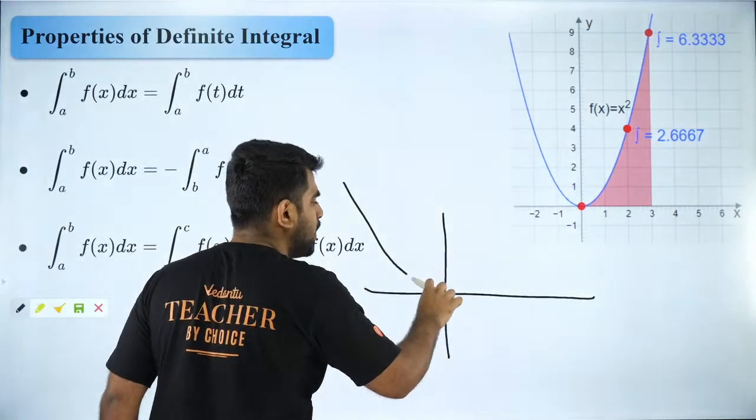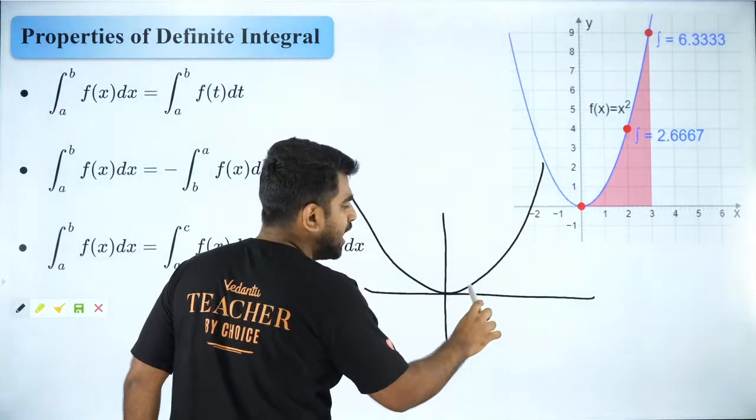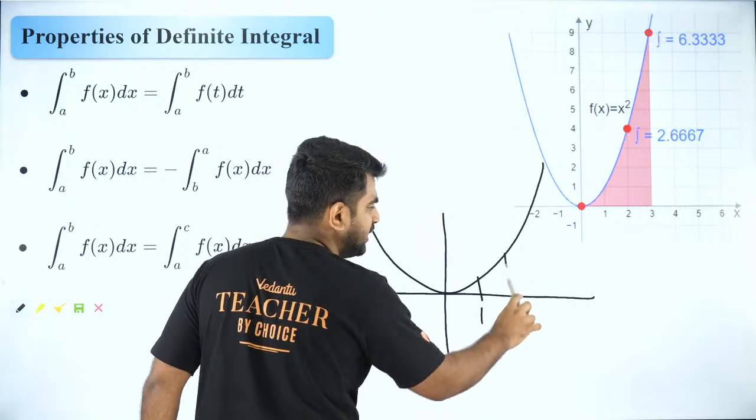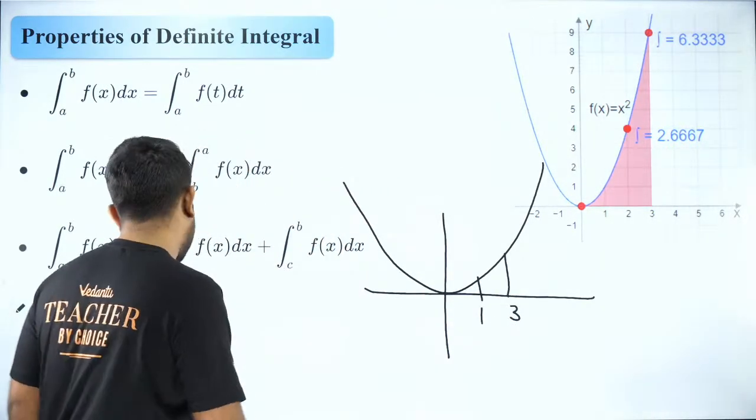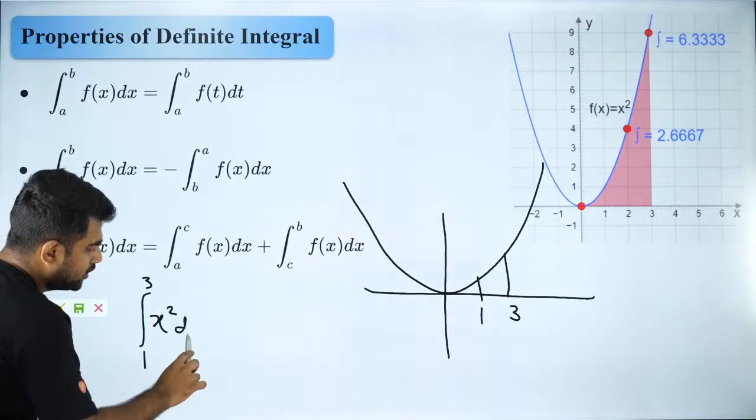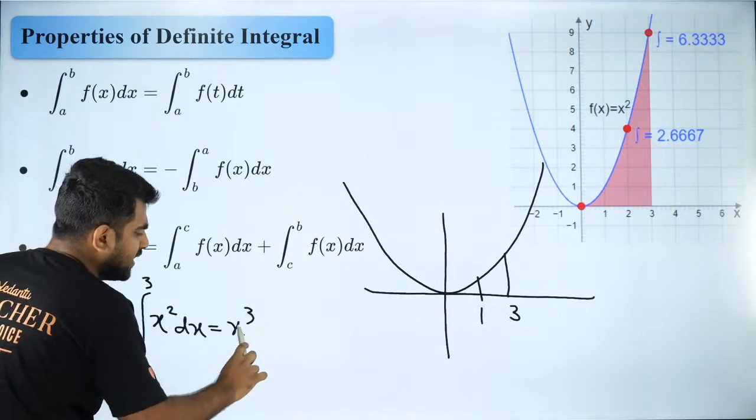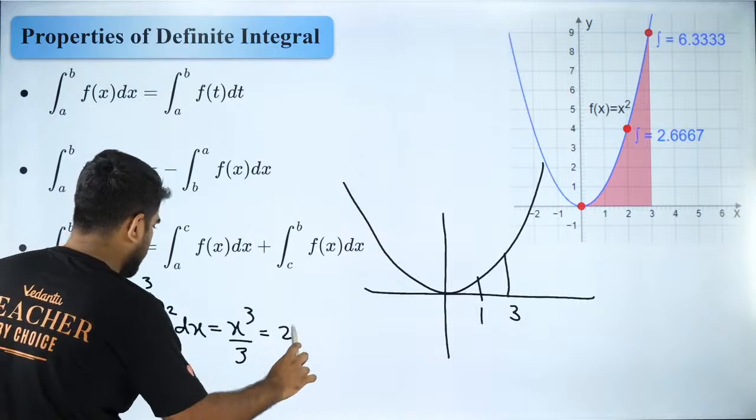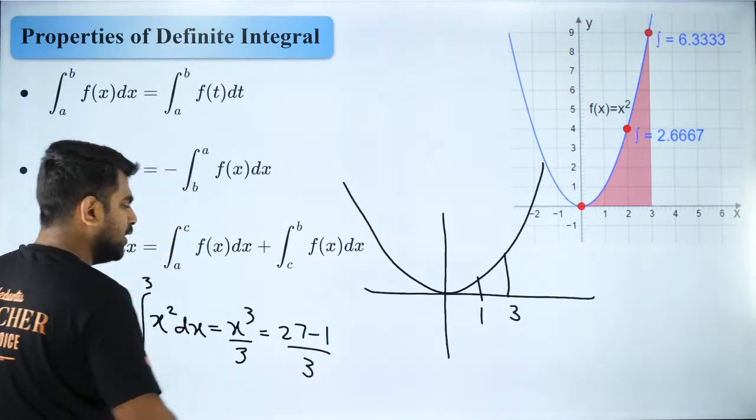I will take y equal to x square. Okay, so now let's integrate it from 1 to 3. So that is my question. So I want to find integral 1 to 3 x square dx. So what will that be? That will be x cubed by 3, which will be 27 minus 1 by 3. I hope you guys got it.